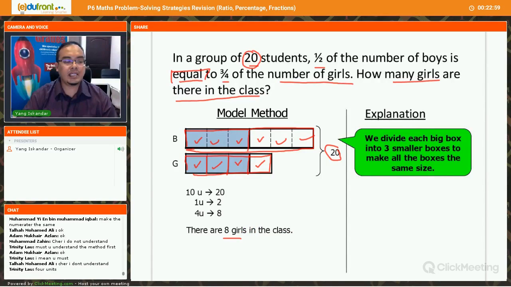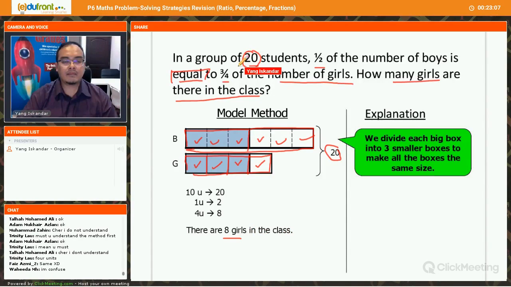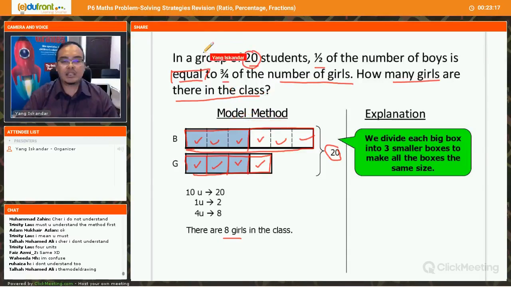Taha says you don't understand. Now Taha, which part do you not understand? Saif, you are also confused. Okay, let me repeat this question again.